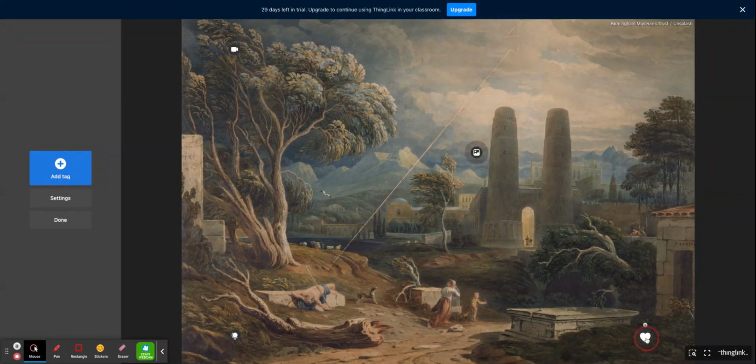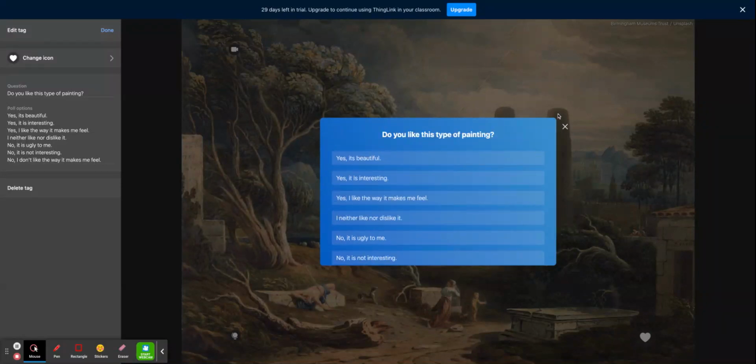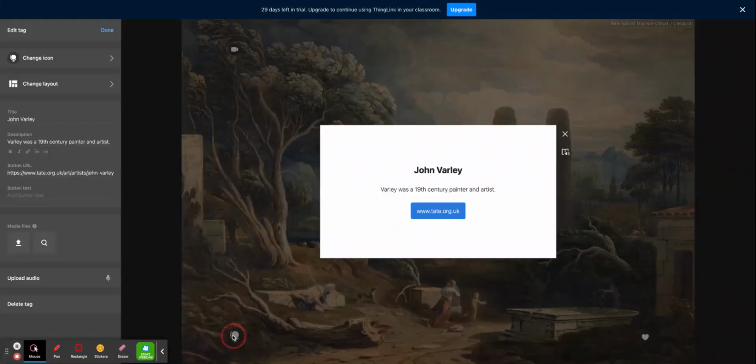Here is a poll. Do you like this type of painting? And there are several answers that can be given. Several reasons for yes, disinterested, or several reasons for no. And here is a page that we can go to learn a little bit more about John Varley's life, some of his artwork, and his biography.